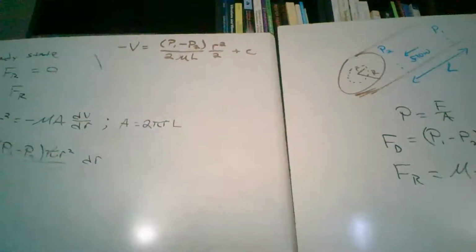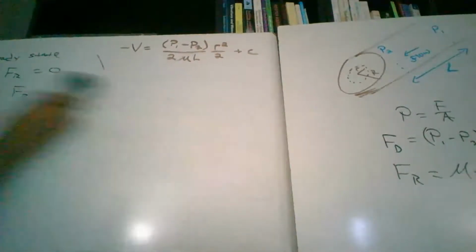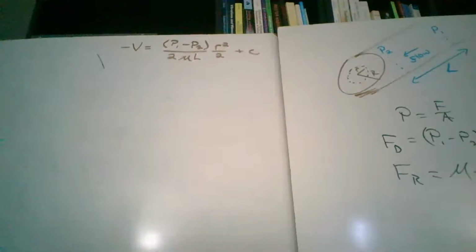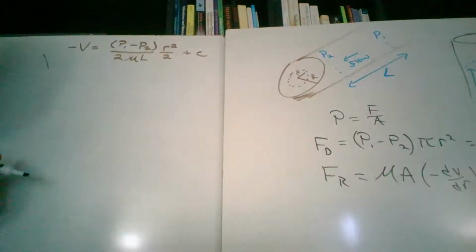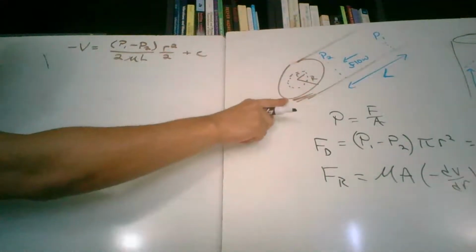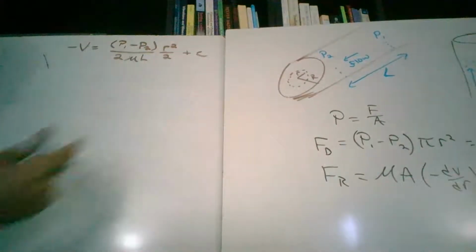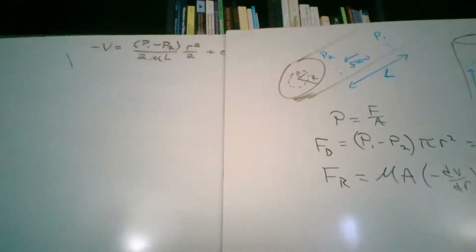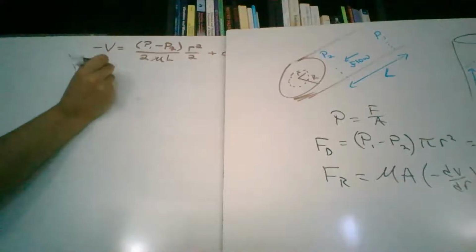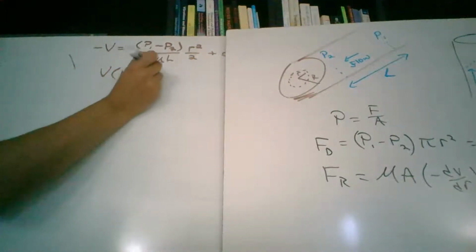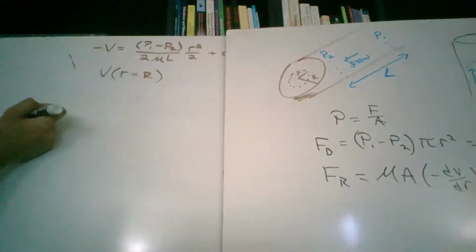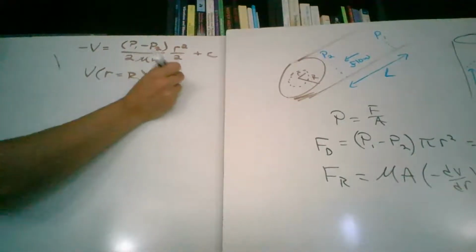I'm going to erase this. And then from this equation right here, we know that the velocity at the very end is equal to 0. There is no velocity right at the surface. It decreases as a function of position. So we could say that the velocity when little r is equal to big R, because this is velocity as a function of position, is going to equal 0.